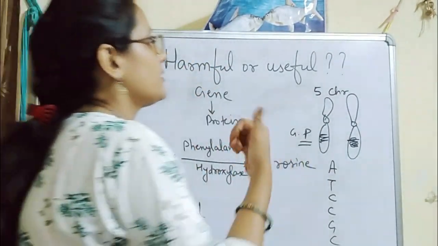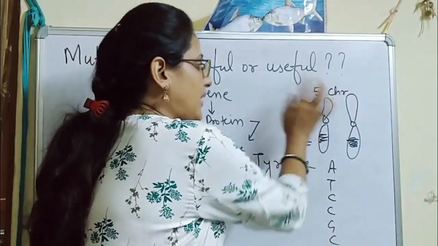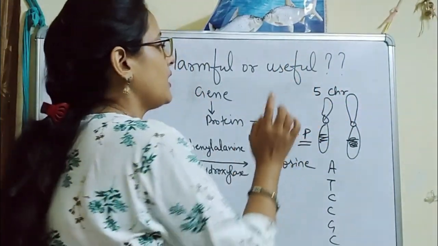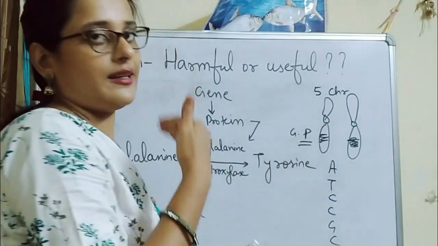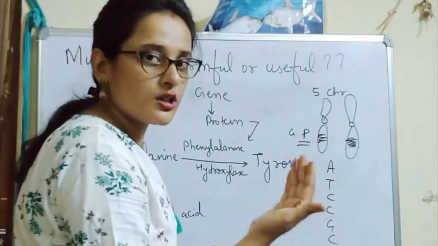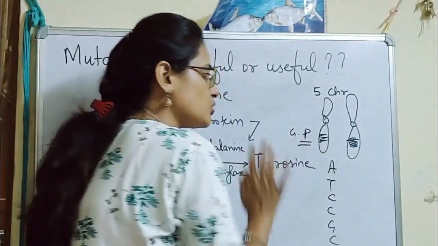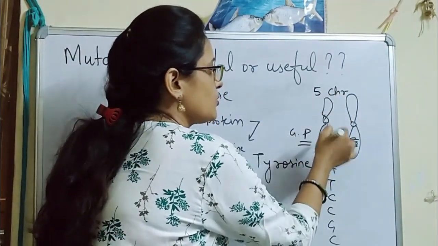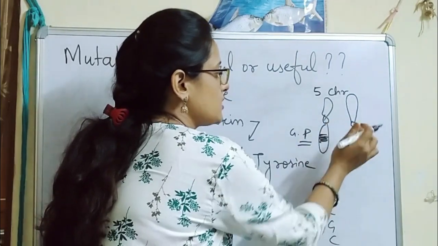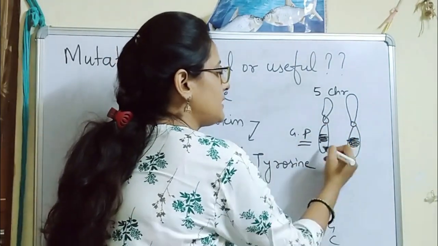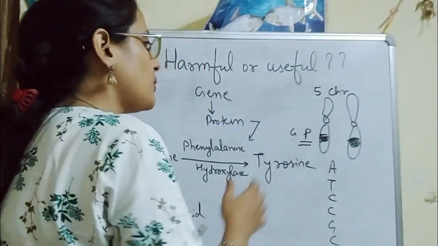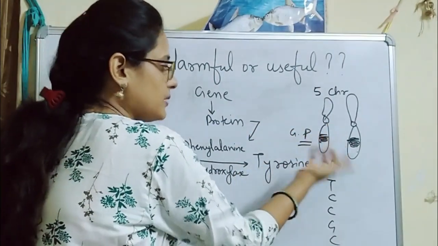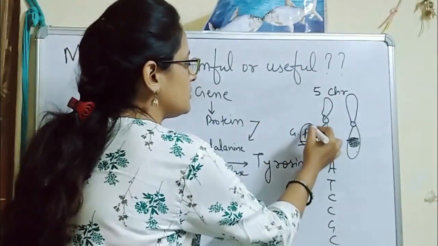Let's begin. Suppose there is a chromosome number 5, we are taking as an example. As you all know, every chromosome has an exact copy which is called a homologous pair. So this is a pair of homologous chromosomes. Let's suppose there is a gene on this chromosome number 5. This is the homologous pair, so the exact gene will be present in that chromosome also. Let's suppose this gene is termed as gene P.